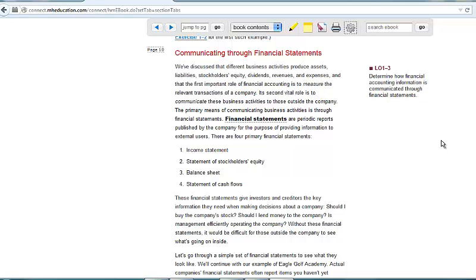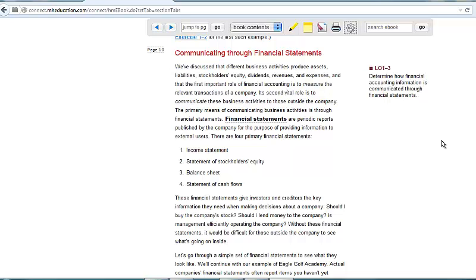Learning Objective 3, Communicating Through Financial Statements. We discussed that different business activities produce assets, liabilities, stockholders' equity, dividends, revenues, and expenses, and that the first important role of financial accounting is to measure the relevant transactions of the company. The second vital role is to communicate those measurements to the outside people of the company.